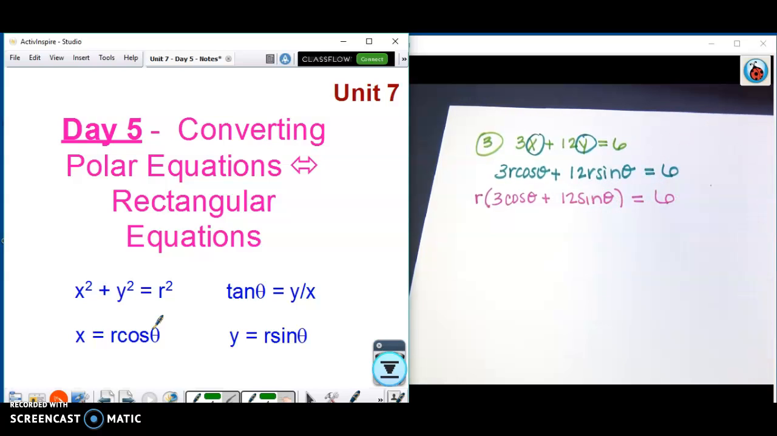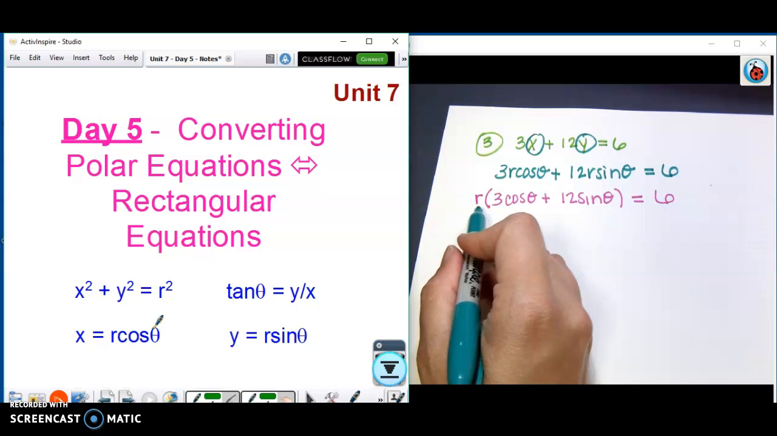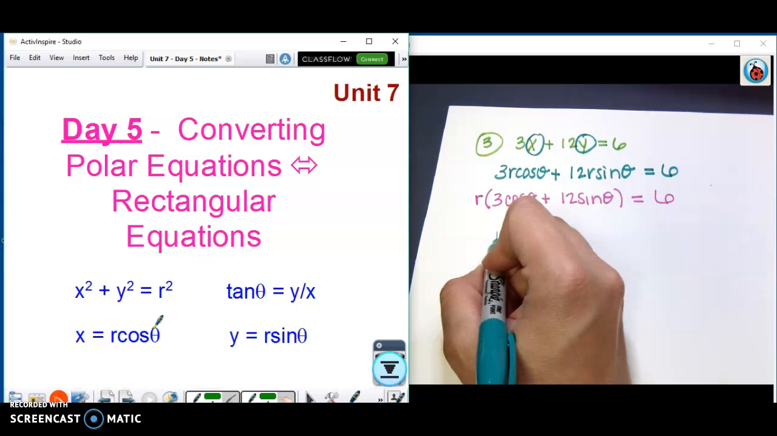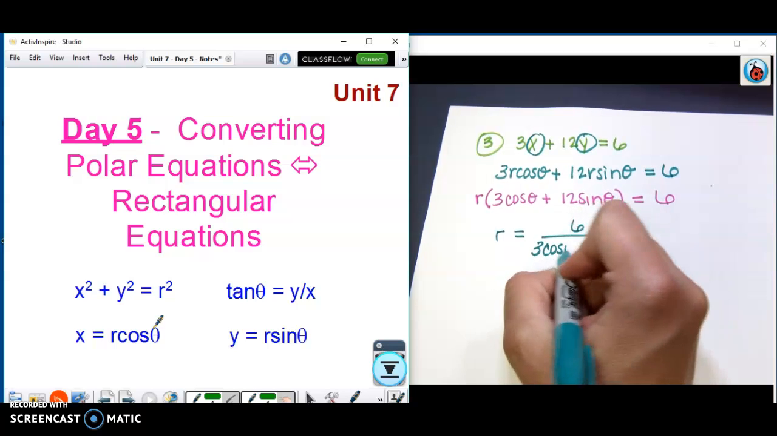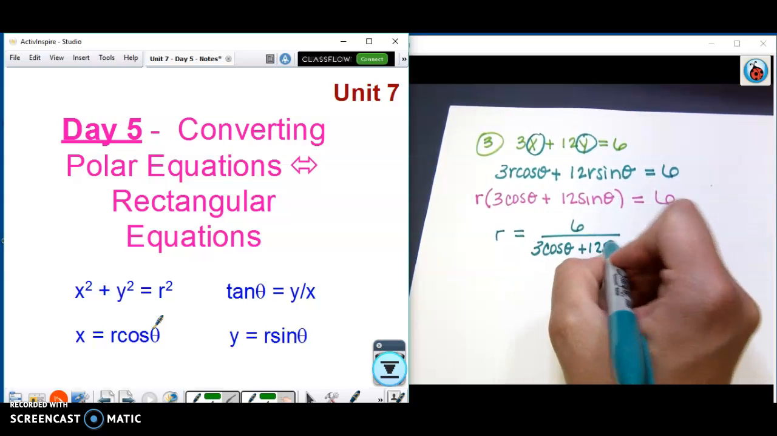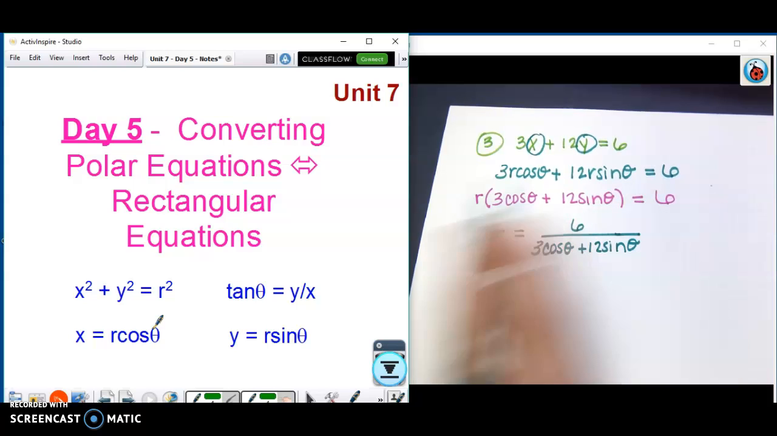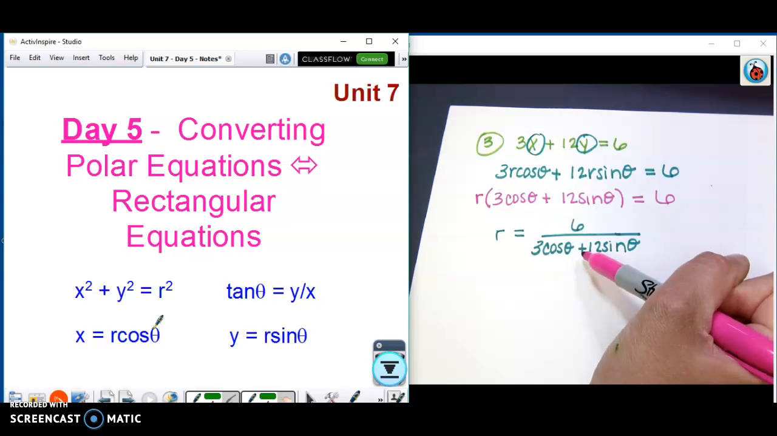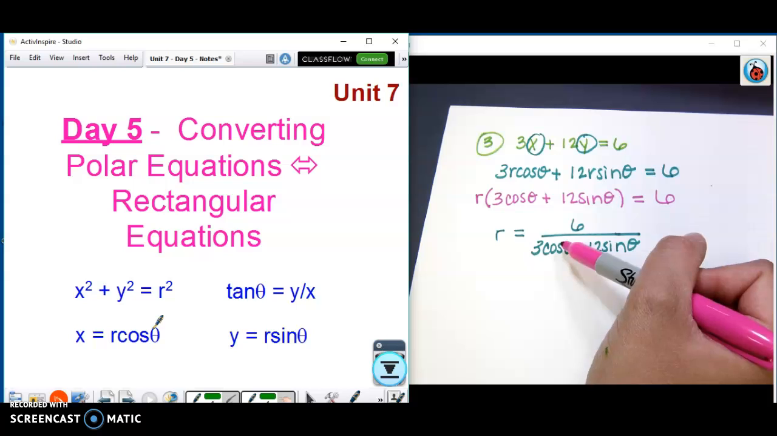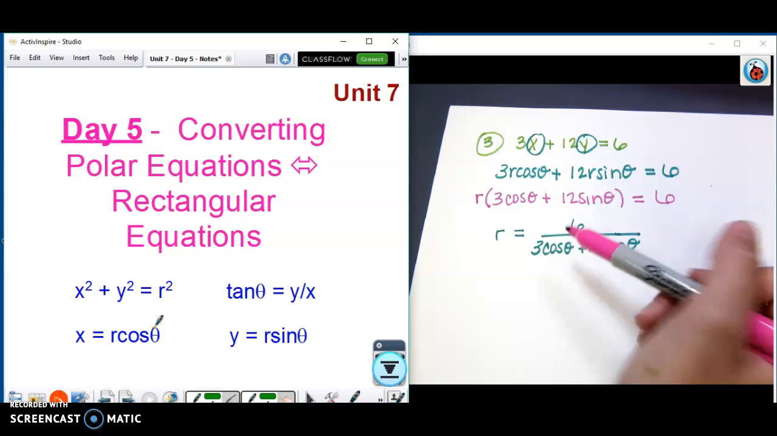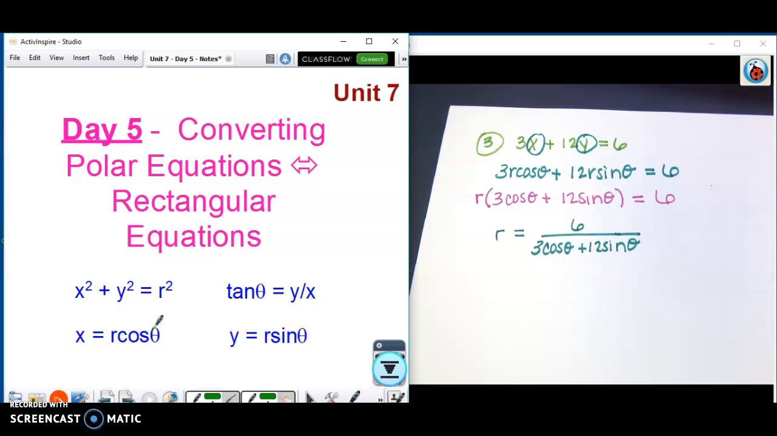So the goal is to solve for r squared. In this case, it'll just be r because we don't have an r squared. So if we solve here, we'll have 6 on top over 3 cosine theta plus 12 sine theta. Couple things here. Because this is addition in the middle, in the denominator here, you cannot move 1 over cosine and change it to secant, like we did on the last problem. The last problem, if you look at it again, had multiplication in the middle, so that's why you could do that. But if it's addition or subtraction, you cannot do that.